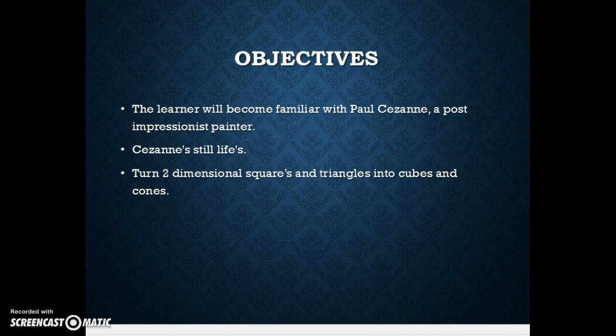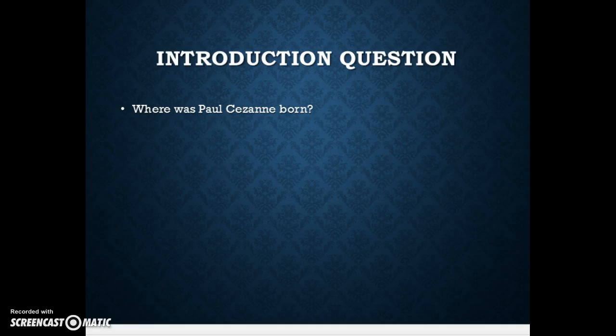Our objectives: you'll become familiar with Paul Cézanne, a post-impressionist painter, and Cézanne's still lifes, and turn two-dimensional squares and triangles into cubes and cones. Where was Cézanne born? Paul Cézanne. So you can Google that.